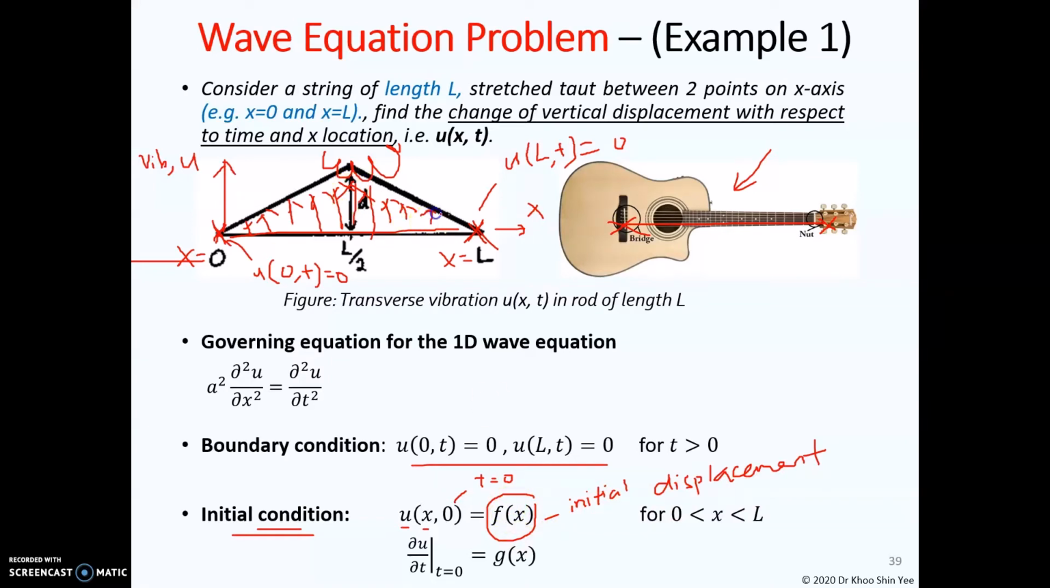If you pull the guitar string and hold it to keep it at rest, then the initial velocity will be equal to 0. This is because before you release it, the string is at the rest position, which means the velocity is equal to 0. On the other hand, if you pull the guitar string and release it immediately, then it will not be in rest position, but it has some initial velocity at all the x locations here. Therefore, in this case, your initial velocity will not be equal to 0 but will be equal to some function g(x).